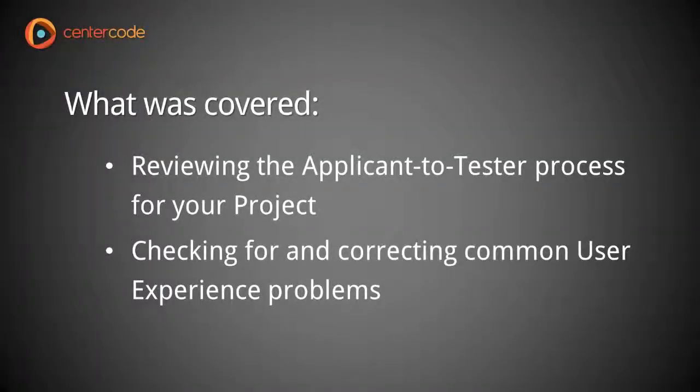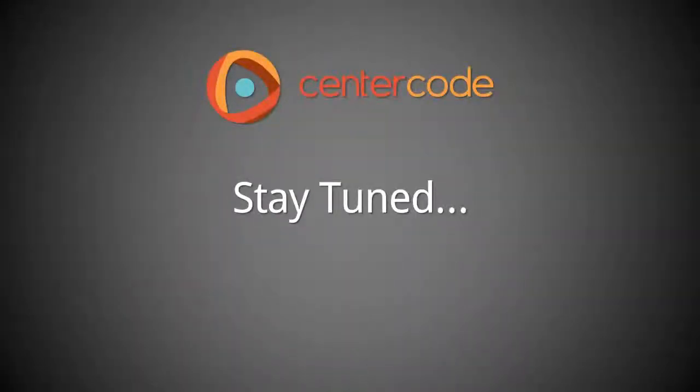So in this video, we covered reviewing the applicant to tester process for your project and making sure the promotion process works as you expected it to, that the user steps through the notice chain accordingly, and that all of your links are showing up in the left-hand menu. We also talked about checking for and correcting some common user experience problems, including missing links in the left-hand menu, missing project access, or low participation. Of course, we have more videos coming up pertaining to other launch steps and finally getting those users fully promoted into your test, so stay tuned.